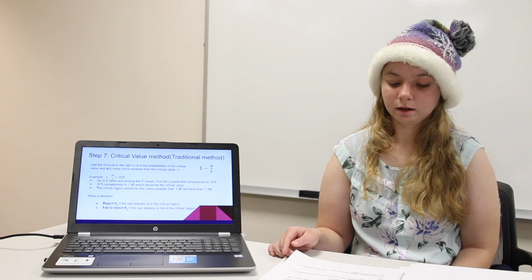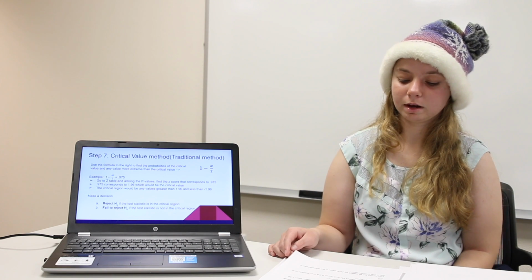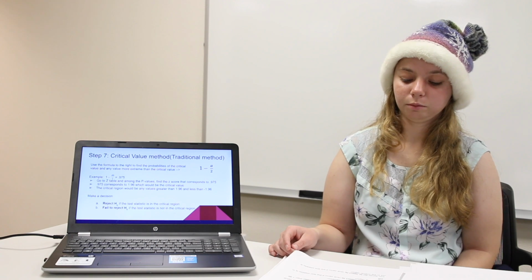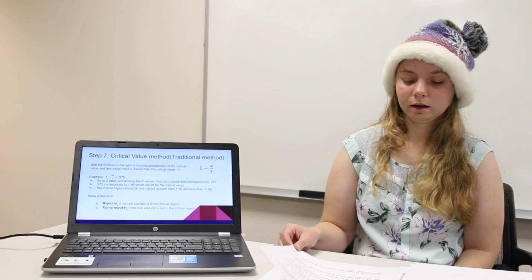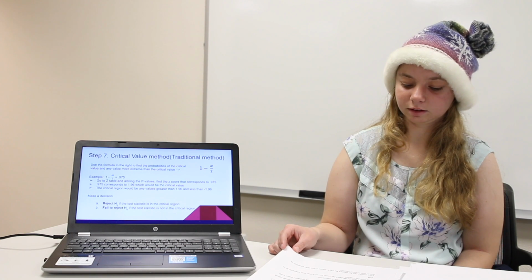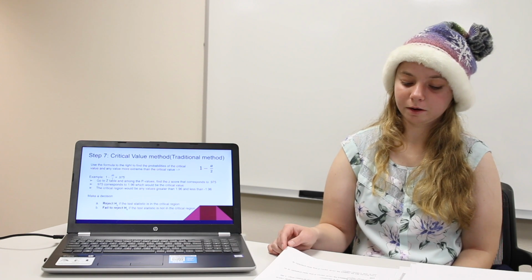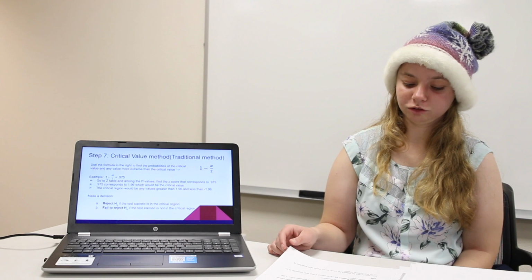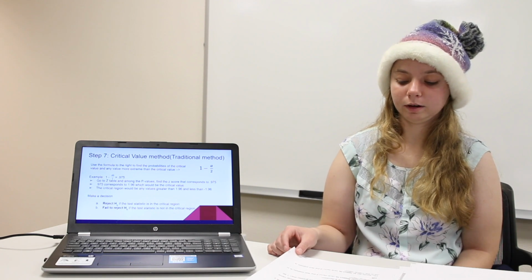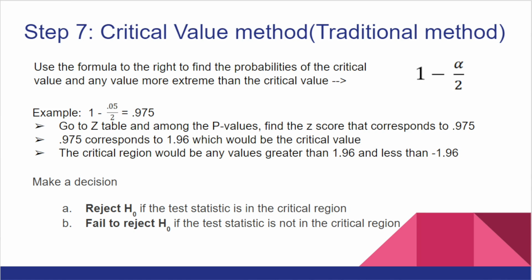0.975. Then you would go to the z table, and among the p-values, find the z-score that corresponds to 0.975. 0.975 corresponds to 1.96, which would be the critical value. The critical region would be any values greater than 1.96 and less than negative 1.96.